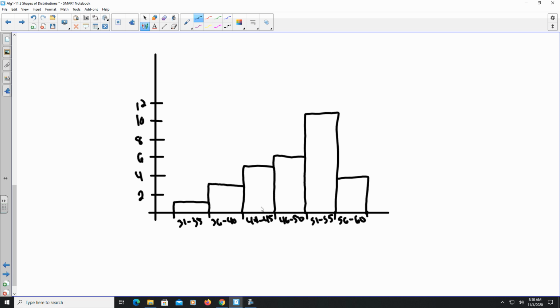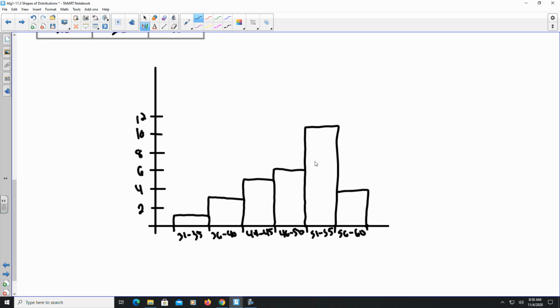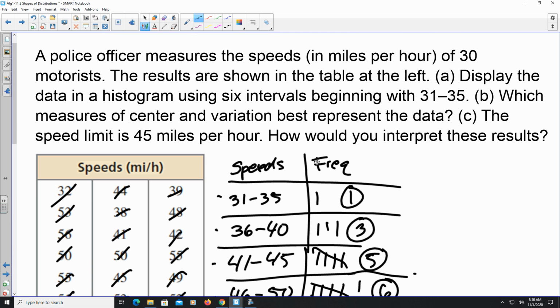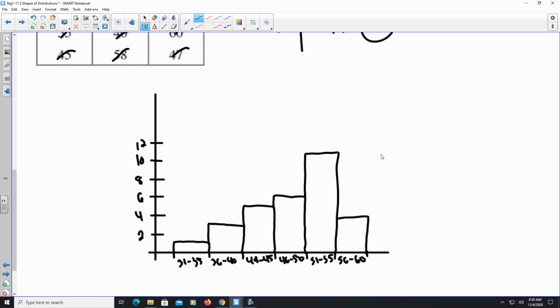So we got our histogram, we got our frequency table. So now it says which measure of center and variation best represents the data. Well, since it looks like it is skewed left, I would say it's going to be the median, all right, because it's not symmetric.